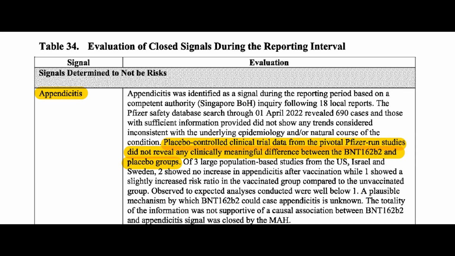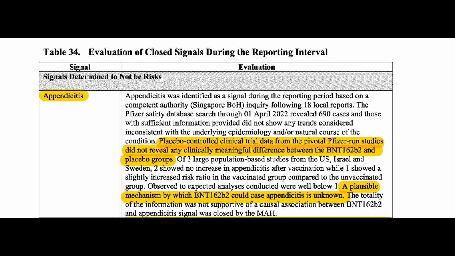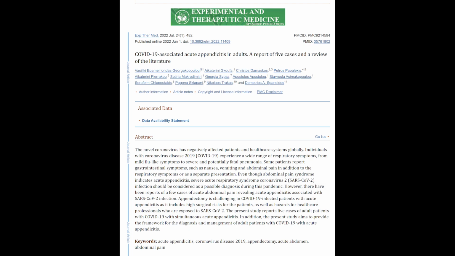Firstly, appendicitis, and this is determined by Pfizer not to be a confirmed risk. It is stated that the placebo-controlled clinical trial data from the Pfizer trial did not reveal any meaningful difference between the vaccine and placebo groups, when in fact the Pfizer clinical trial demonstrated a doubling of the risk of appendicitis in the vaccinated group. Pfizer further states that a plausible mechanism by which the vaccine could cause appendicitis is unknown, when published literature demonstrates an association with appendicitis and SARS-CoV-2 infection, noting increased ACE2 expression throughout the intestinal mucosa, which provides a biologically plausible mechanism for the spike protein produced after vaccination to cause intestinal inflammation.